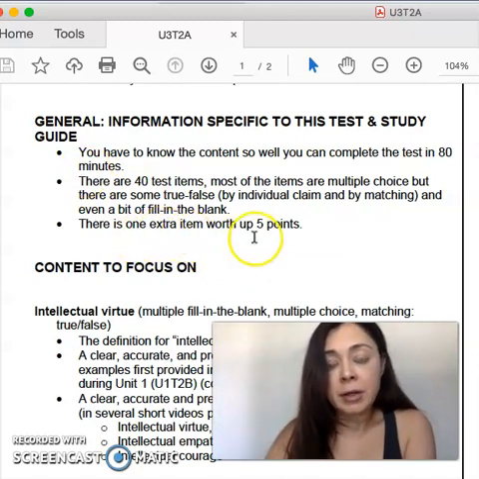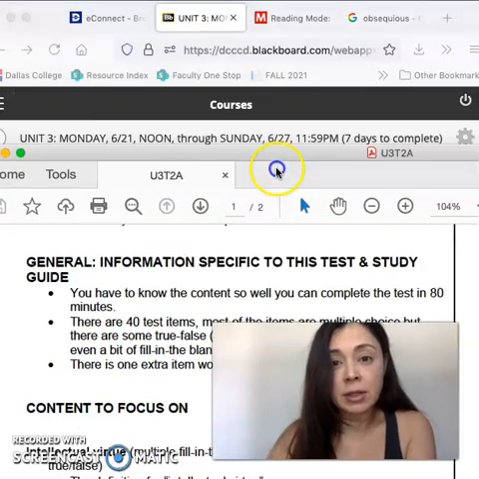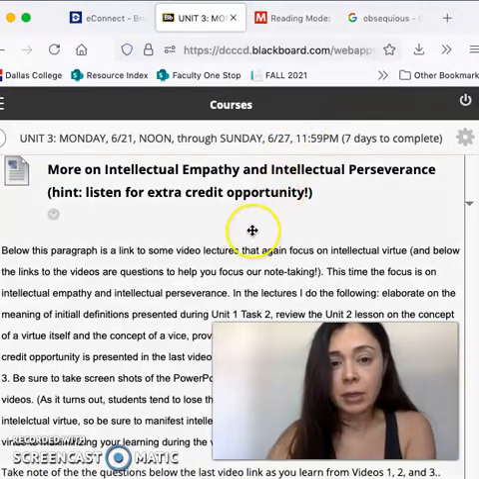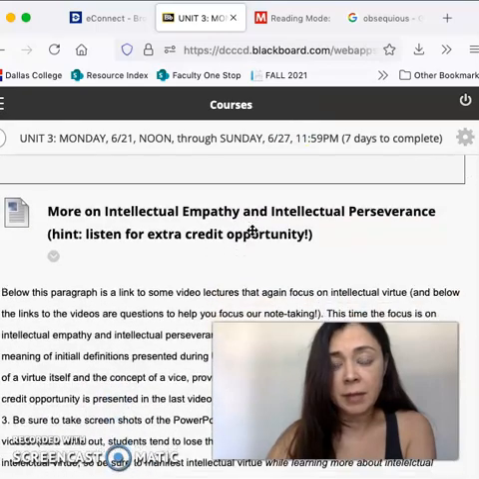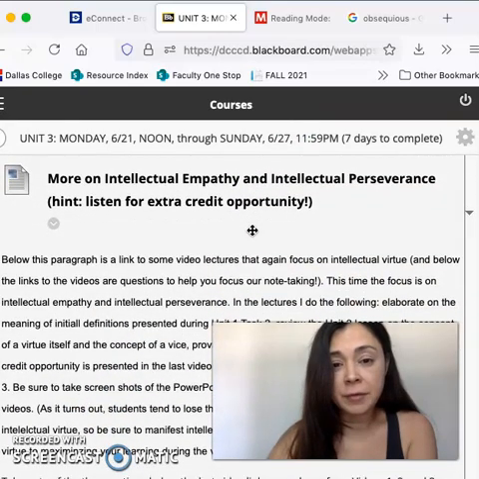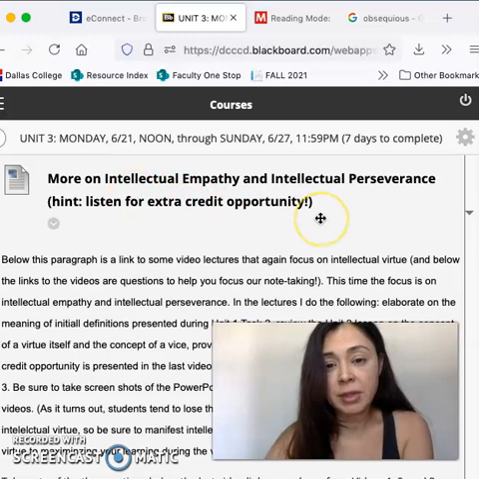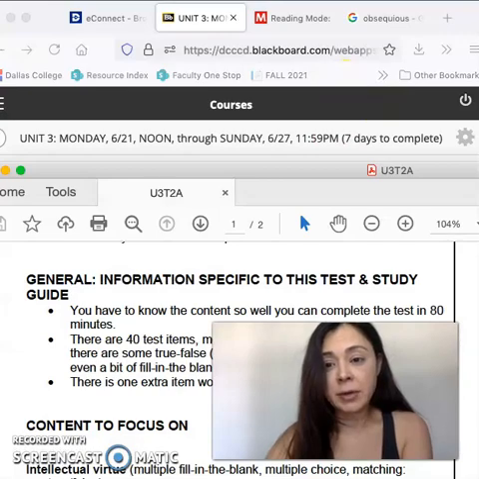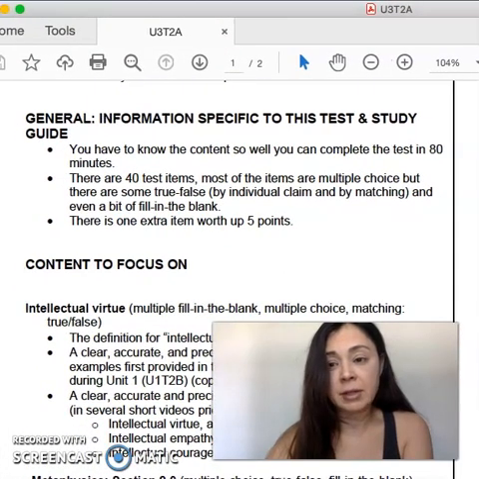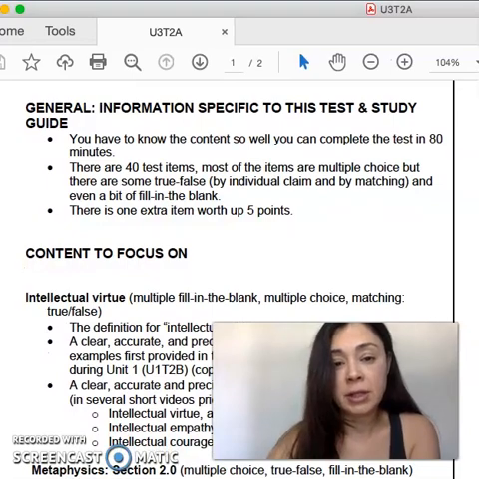I do talk about an extra credit option here in the Unit 3 folder. So here, I'm in the Unit 3 folder. This is now the first thing that you see: more on intellectual empathy and intellectual perseverance. Before I get into that, I just want to go right back to the study guide for a minute, because this blends into the content to focus on.